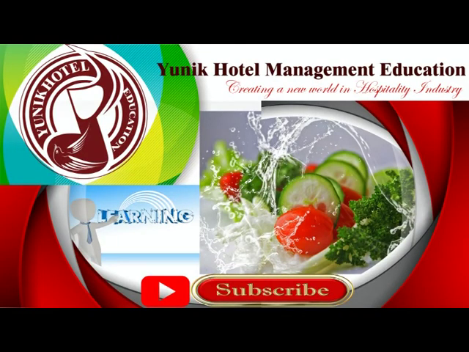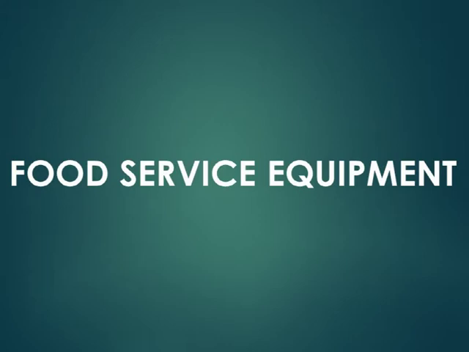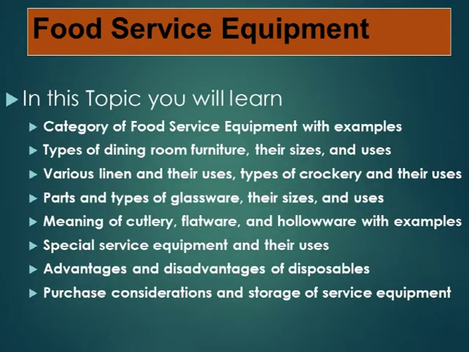Food Service Equipment. In this topic you will learn the categories of food service equipment with examples, types of dining room furniture, their sizes, and uses, various linen and their uses, types of crockery and their uses, parts and types of glassware, their sizes, and uses, meaning of cutlery, flatware, and hollowware with examples, special service equipment and their uses, advantages and disadvantages of disposables, purchase considerations and storage of service equipment.